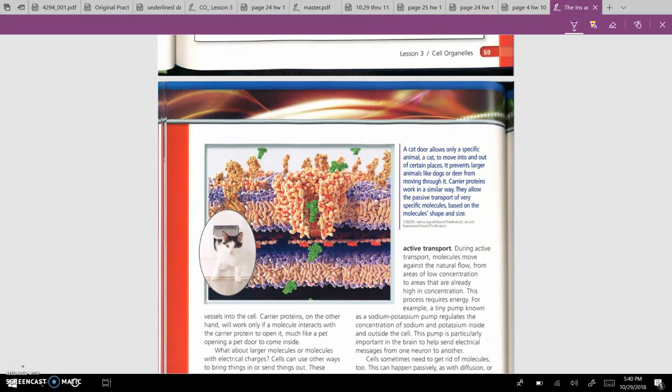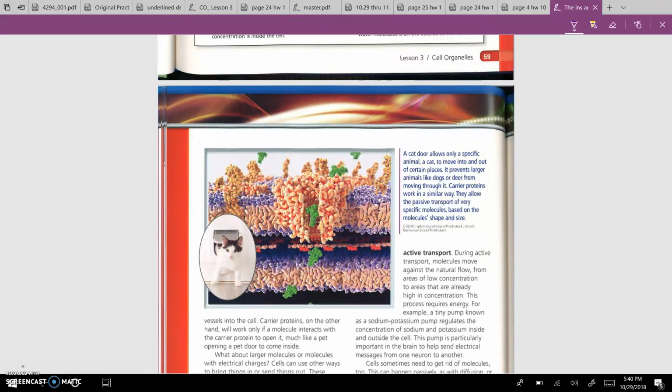Carrier proteins, on the other hand, will work only if a molecule interacts with the carrier protein to open it, much like a pet opening a pet door to come inside. So the molecule actually has to do something to this protein in order for it to open. It doesn't just stay open the entire time.